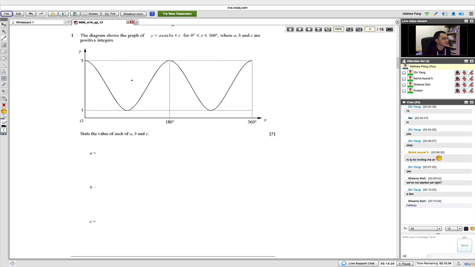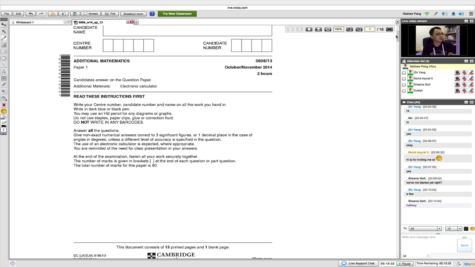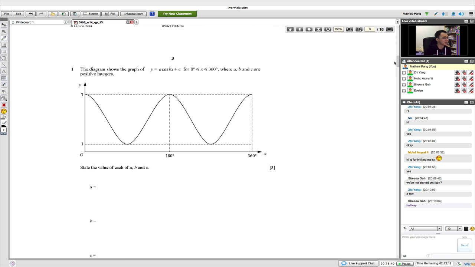Let's start to discuss this paper. I think this is 2014, is it 2014? Yeah, 2014, and this one should be paper 1, right? Yeah, 2013, October, November. Yeah, paper 1. This is paper 1, so this is a 2-hour paper as usual. So we'll start to discuss this paper.